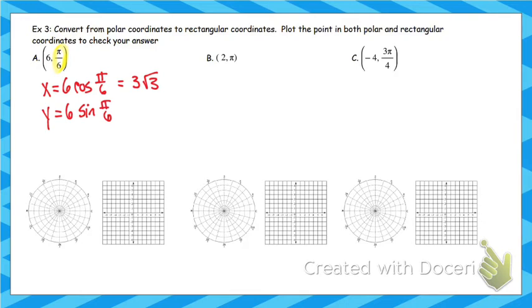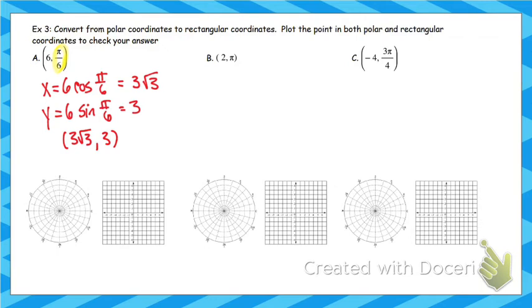All right, so let's do 6 sine pi over 6. Whoops, I'm showing the highlighter. So that's going to be 6 times 1/2, which is 3. So this point would be 3 root 3, comma, 3. So to check our answers, I'm just going to plot these, just for extra practice plotting, but also so you can see it's in the right general area.